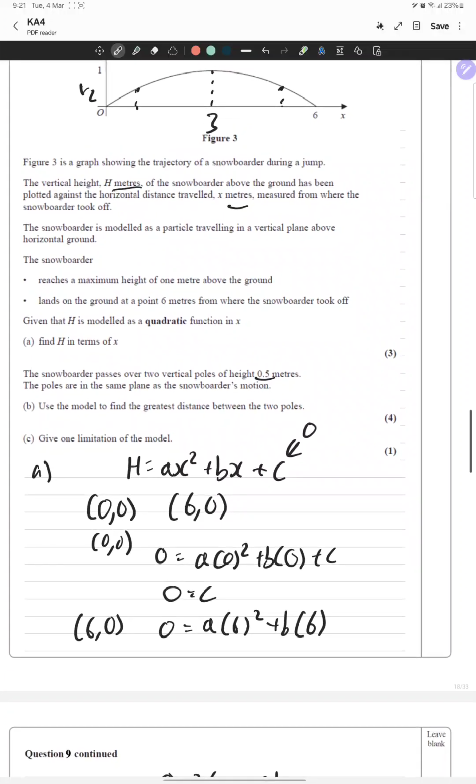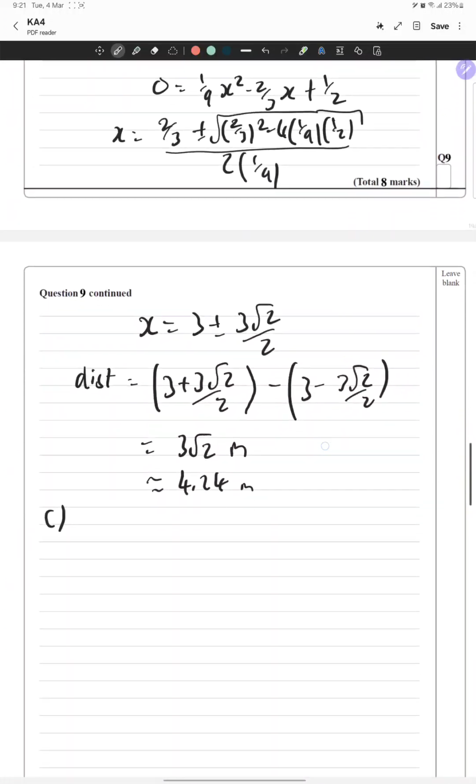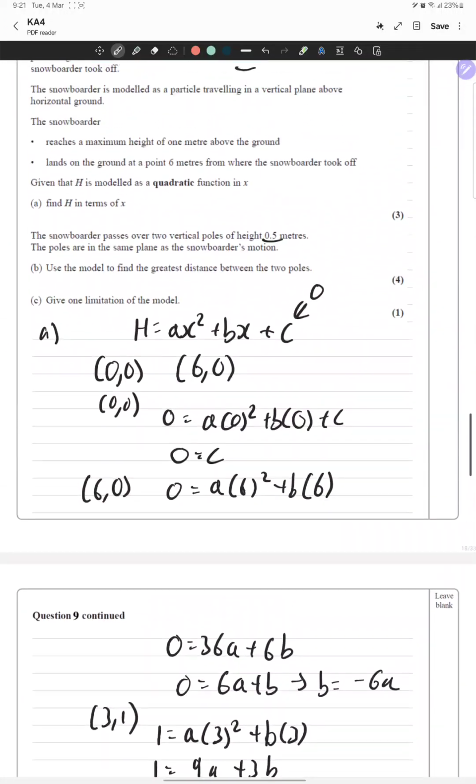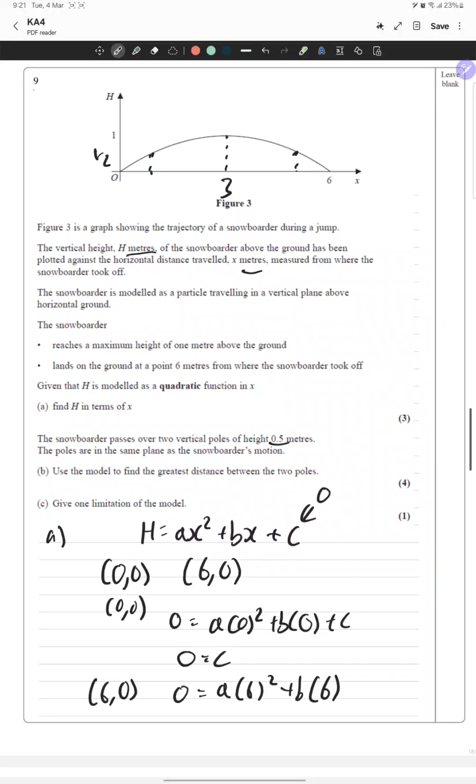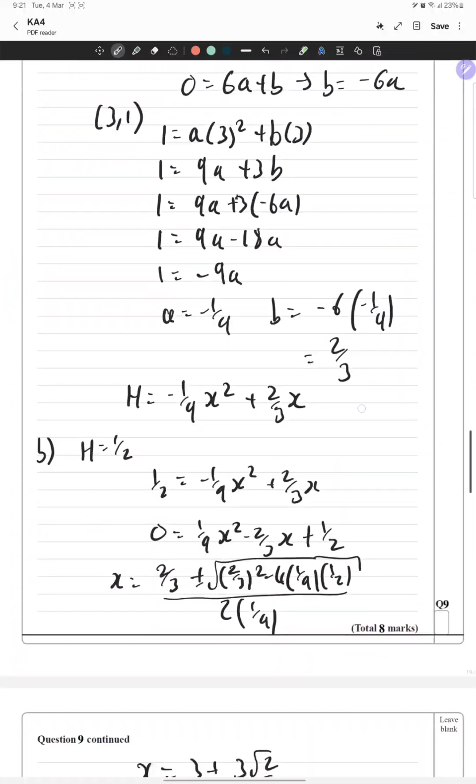Okay. Part C, give one limitation. The thing that I would go for is he's not going to follow that path exactly.